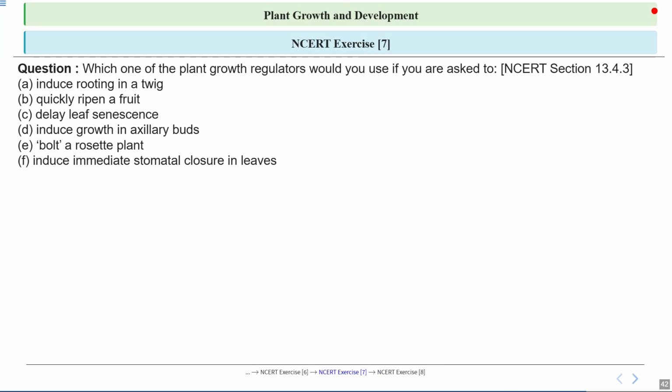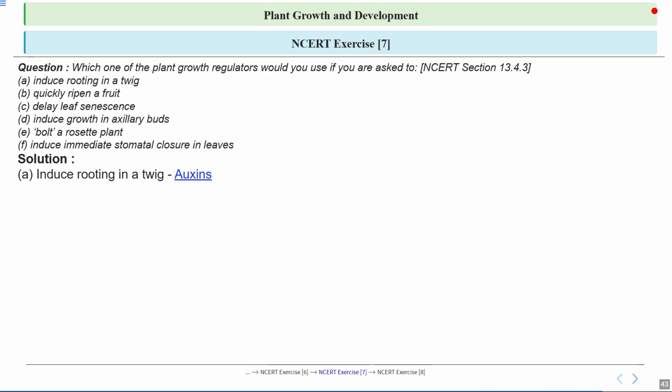So this is question number 7, and the question is, which plant growth regulator would you use if you are asked to? We have been given different conditions, and we have to answer what plant growth regulator we will be using in these conditions. This particular question is covering NCERT section 13.4.3. Let's look into the answers one by one.